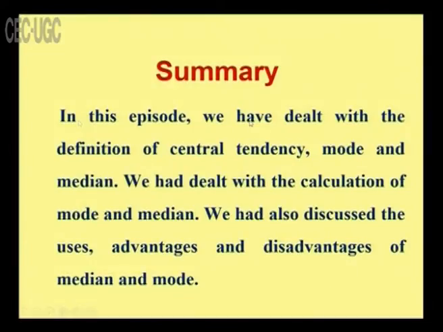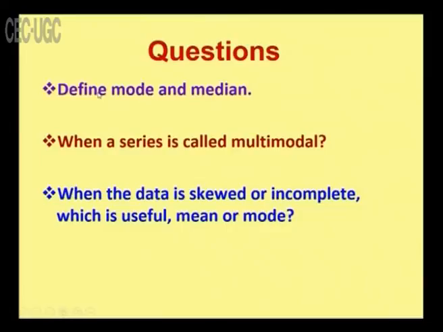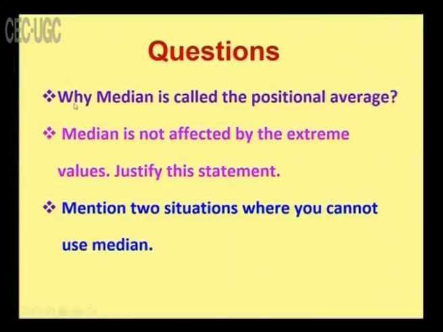Now let us summarize. In this episode, we have dealt with the definition of central tendency, mode and median, and we have dealt with the calculation of mode and median, and we had also discussed the uses, advantages and disadvantages of median and mode. Now let us have some questions. Define mode and median. Second question, when is a series called multimodal? The third question, when the data is skewed or incomplete, which is useful, mean or mode? The fourth question, why is median called the positional average? The fifth one, median is not affected by the extreme values. Justify this statement. And the last question, mention two situations where we cannot use median.